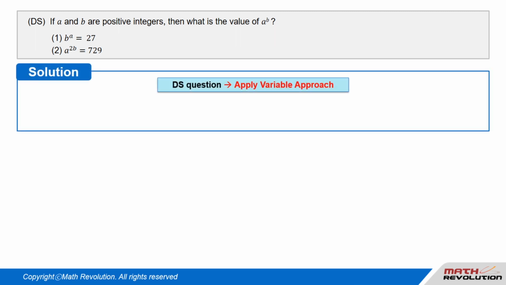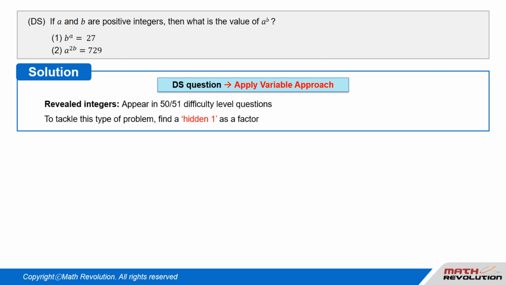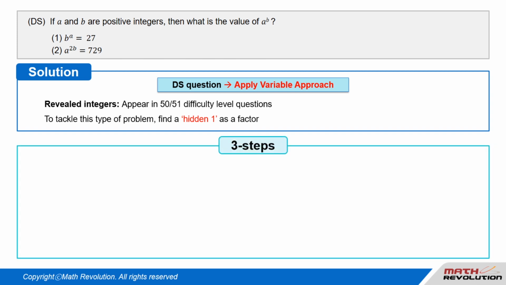Solution. Now we will solve this DS question using the variable approach. Hidden integers frequently appear on the GMAT. They usually appear in 50 to 51 difficulty level questions. To tackle this type of problem, it is important to find a hidden 1 as a factor. Let's apply the 3 steps suggested previously.